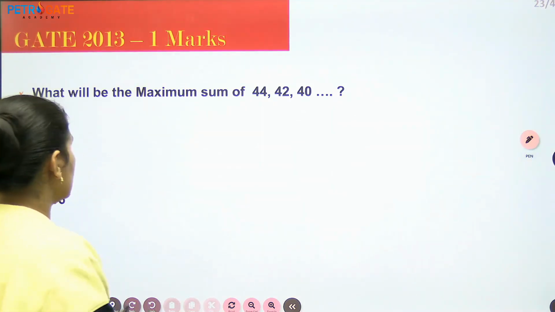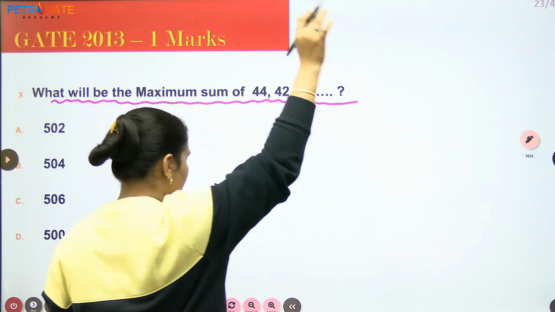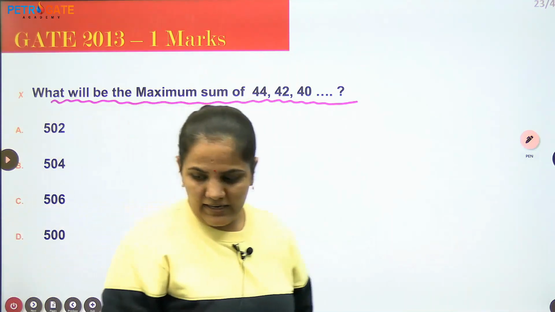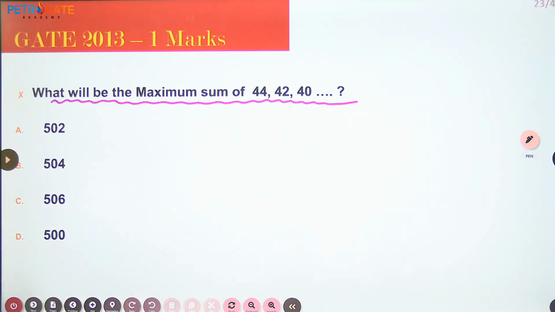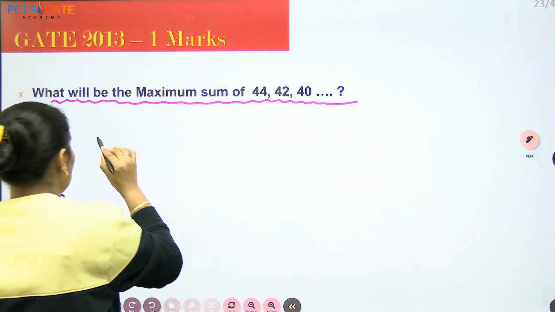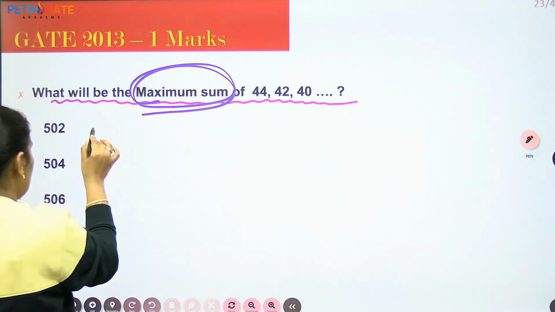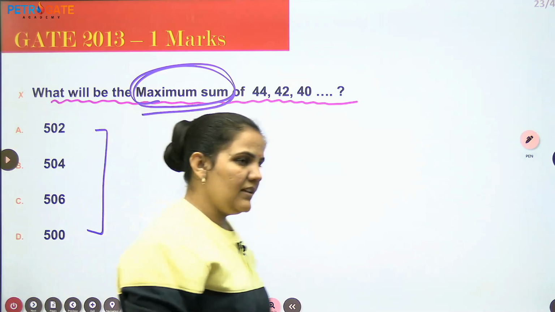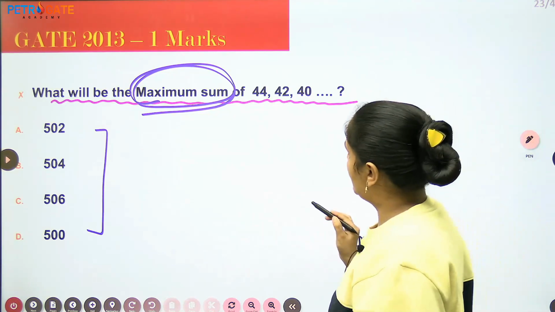It should be clear in your mind, guys, since we are discussing these very important things. Now let's have a discussion on this one. This is a simple question: what will be the maximum sum of 44, 42, 40 and so on? Just read out this question. It's a very simple question which was asked in GATE 2013 and the question was of 1 mark. The key point is the maximum sum of this series.